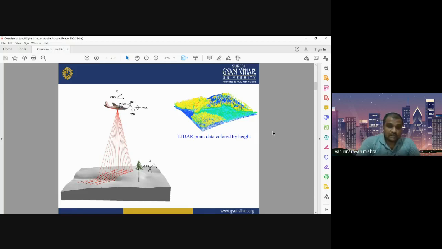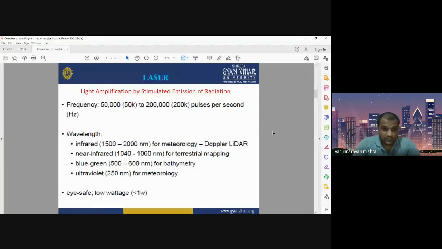So this is the entire mechanism, and basically LiDAR uses optical pulses. Those optical pulses are generated by using the laser. Laser is a very common word.